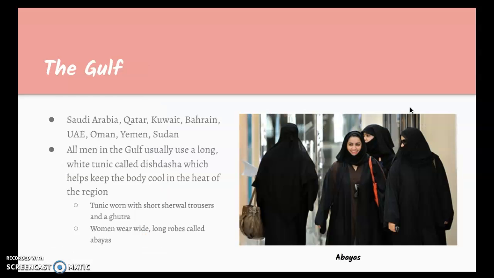So another part of MENA countries is the Gulf. These include countries such as Saudi Arabia, Qatar, Kuwait, Bahrain, the United Arab Emirates, Oman, Yemen, and Sudan. All men in the Gulf usually wear a long white tunic called a dishdasha, which helps keep the body cool in the heat of the region. The tunic is worn with short trousers and a gutra. And women wear wide, long robes called abayas. You can see on the right side an example of an abaya.